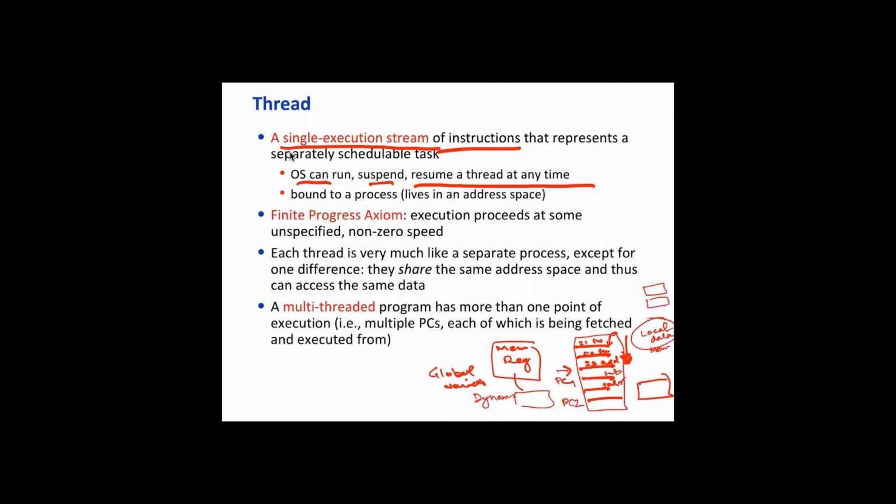And then we assume that the OS allows each thread to run. So it means that execution proceeds at some unspecified non-zero speed. So a thread, we can say, is like a process, except that they share the same address space, thus they can access the same data. So a multi-threaded program has more than one point of execution. So we'll come to this diagram now.